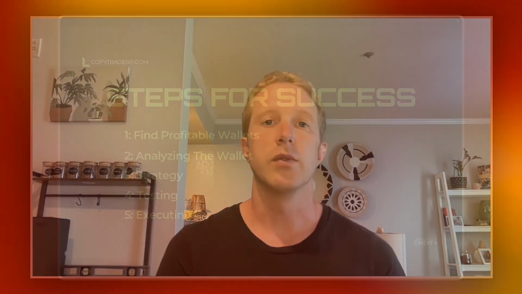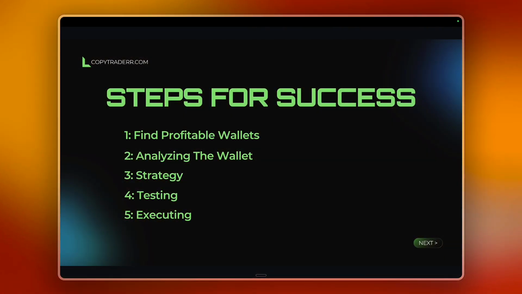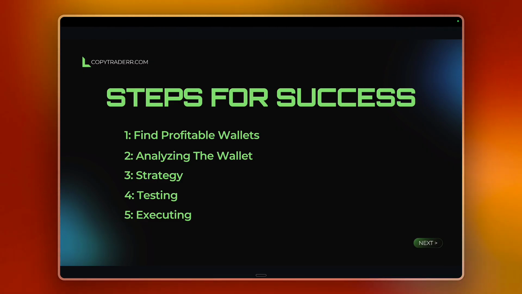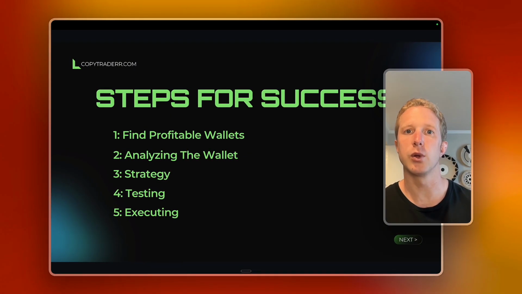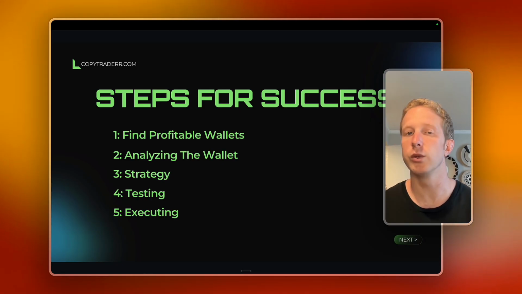If you want to be successful in copy trading, there are 5 steps that you need to follow. The first step is to find profitable wallets. The next step is to analyze those wallets to see if they are worthy of copy trading. The third step is based on your analysis, based on the charts, to come up with a unique strategy for that trader. Then you test. After 1 to 3 days of testing, if the results are positive, then you execute your strategy with a real amount of money. This patient approach helps you be successful over time without constantly losing capital.